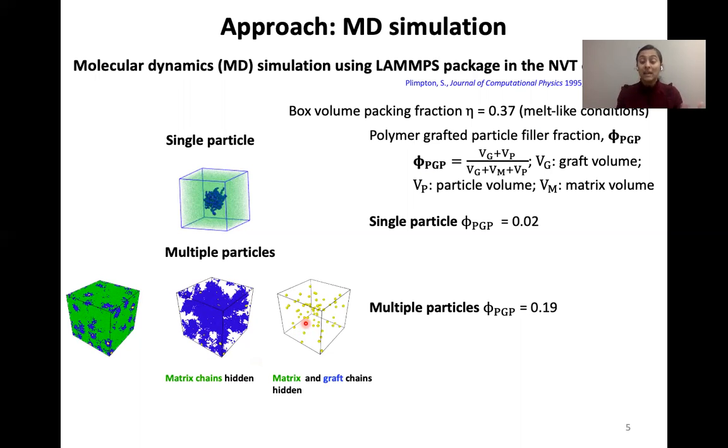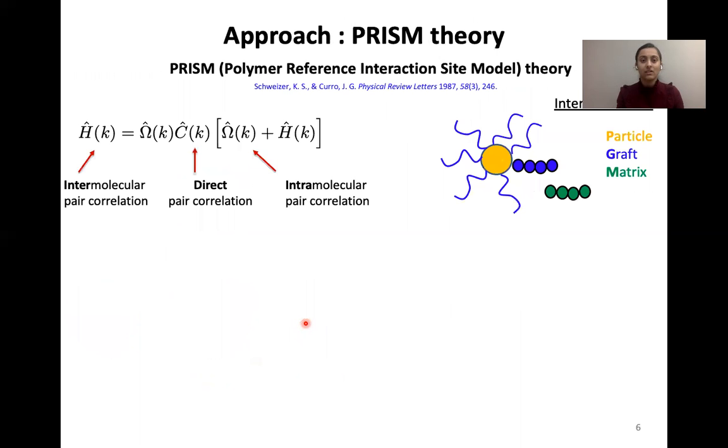That said, using MD simulations to simulate multiple particles tends to be computationally intensive, and there's a high propensity for these simulations to get kinetically trapped, and therefore we use theory to confirm and complement our MD simulation results. So we use the PRISM, or the Polymer Reference Interaction Site Model theory, wherein each component of the nanocomposite is treated as an interaction site. So we have three types of interaction sites: the particle, graft, and matrix.